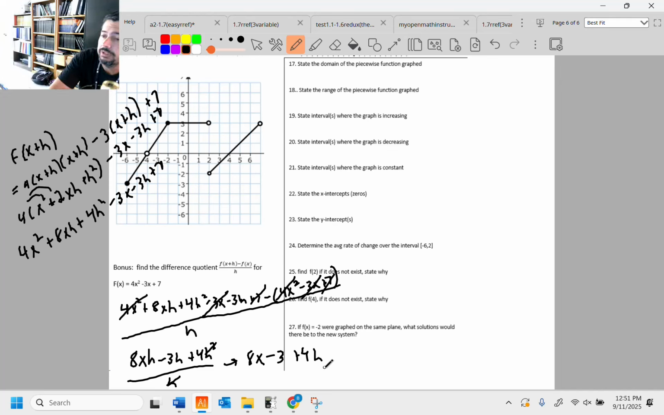Now, how many intersections would there be? Well, that was open. So there's no intersection there. There's just one. Now, I'm not even asking what they are. There's only one solution. Plain and simple. Just one solution. All right.